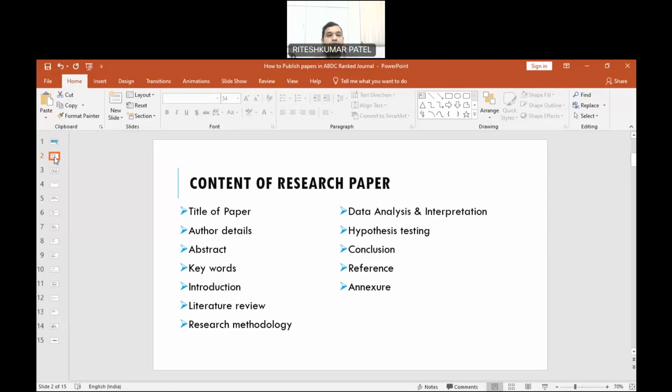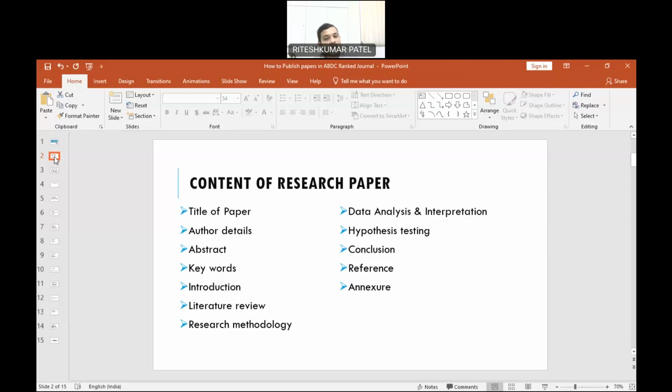In the literature review, we will do a study of past papers. We want to know what was already studied and what is still left to explore. Then we will move to the next point, that is research methodology, which will show what kind of methodological approach the study has adopted.